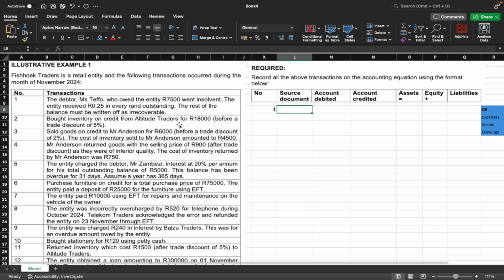And so what do you do in that instance? Well, I hope you know there are two things happening there. Firstly, I have to record what I'm receiving from this person who owed me, and the balance that will be written off, I have to record that as a bad debt. And so what are the journal entries that are involved here?